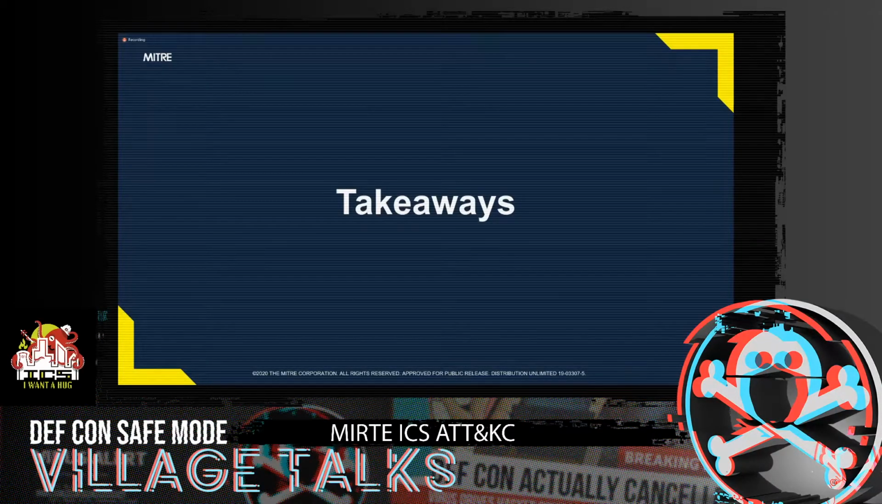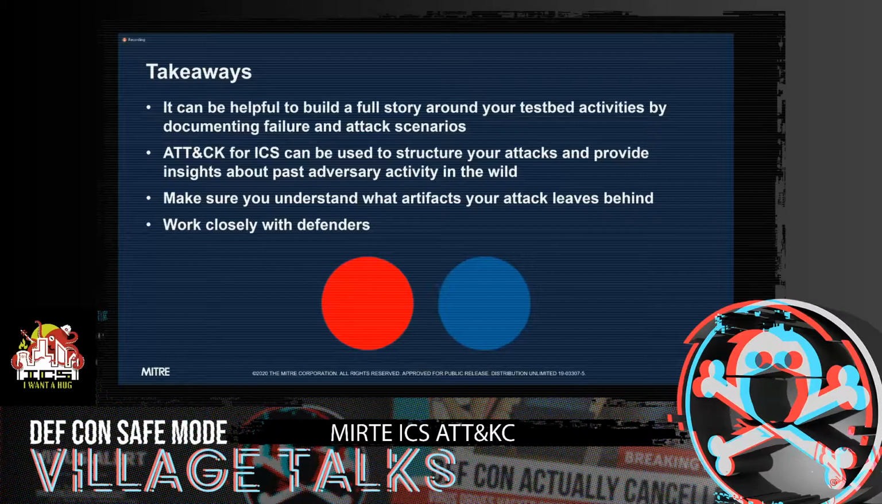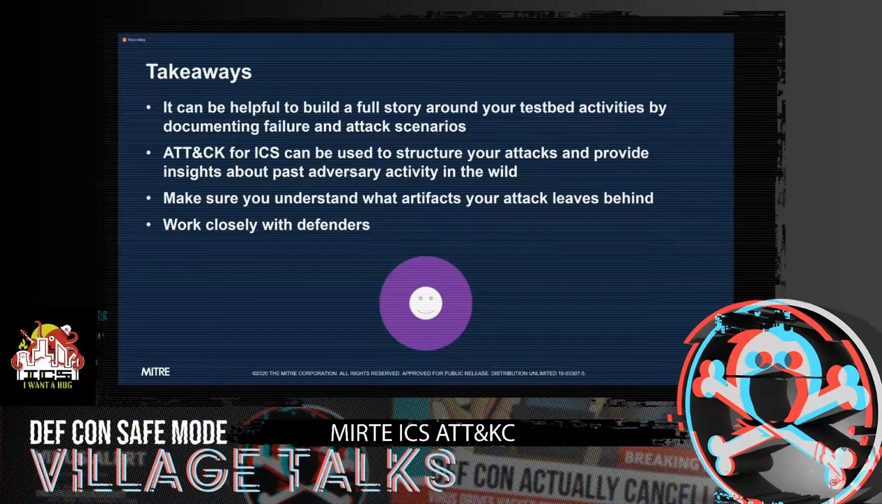So some key takeaways. It can be very helpful to build a full story around your testbed activities by documenting failure and attack scenarios. Sometimes the reaction is just to hop on the testbed and see what's going to happen and just go with it. But structuring our activities using ATT&CK for ICS can really help communicate what we're doing, and those things are all reusable in the future. We also want to make sure we understand what artifacts we're leaving behind, and we want to work closely with defenders as purple teams.